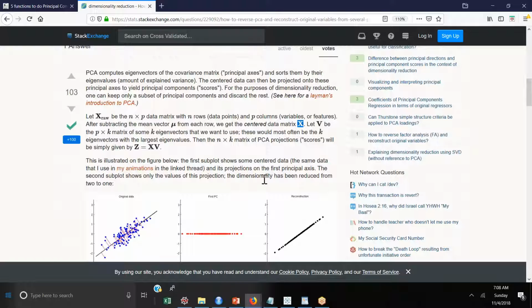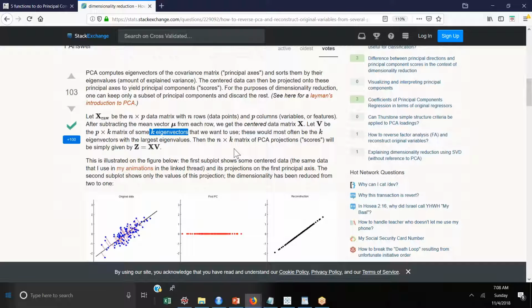Now let V be the sigma, whatever we talked about, is V here. It is the p by k matrix. It's not 4 by 4. It's 4 by 2, for example, because I'm using only 2 eigenvectors and their corresponding eigenvalues. Because we believe that 2 is enough. And 2 represents the largest 2 eigenvalues.